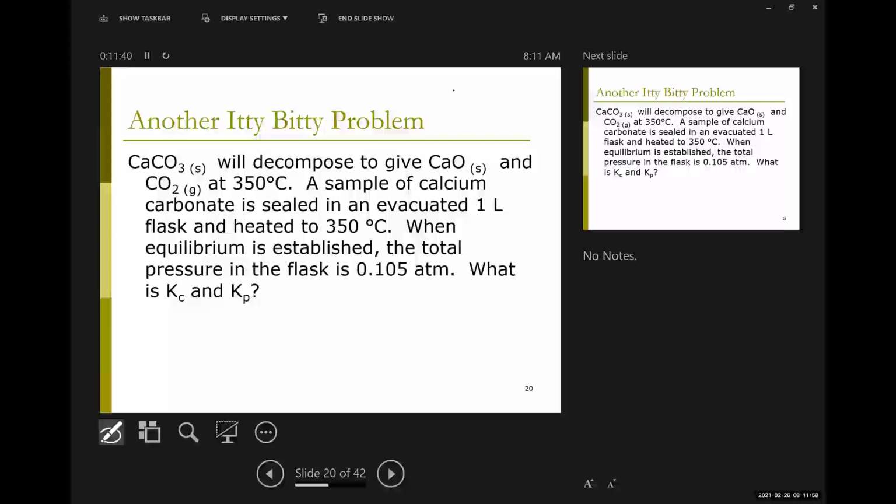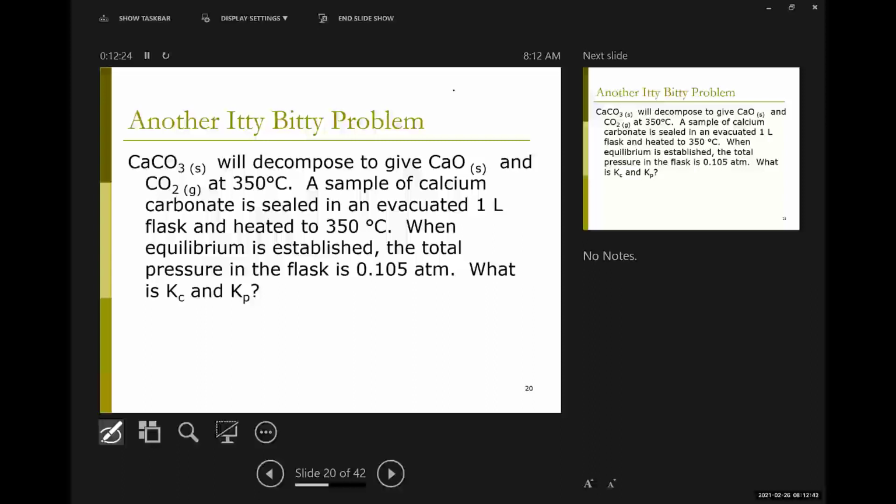But calcium carbonate will decompose at elevated temperatures, right? So I put a sample of calcium carbonate in an otherwise evacuated 1 liter flask and heated to 350 degrees C. Why evacuated? Or what do I mean by evacuated? It's in a vacuum, meaning specifically in less scientific sounding words, it's empty, and very specifically, there's no air. There's no air in it.